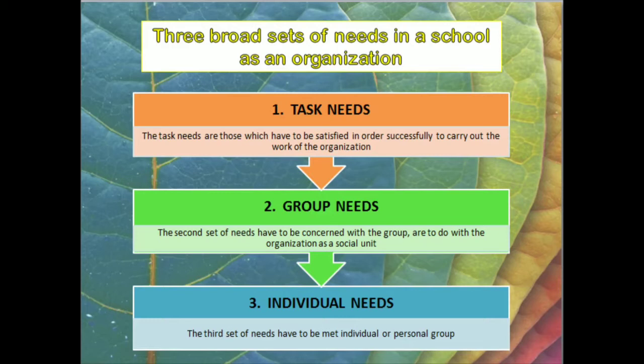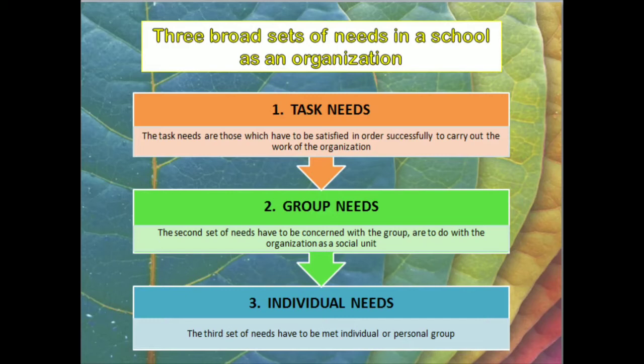The first, task needs. The task needs are those which have to be satisfied in order successfully to carry out the work of the organization. So a school as an organization should prepare and give the task to each member of the organization. Every task will be different from the others according to the position of the member in an organization. So in this way it will be easier to achieve the goals by working on the task.